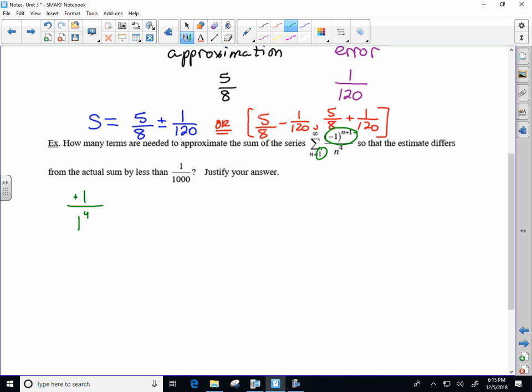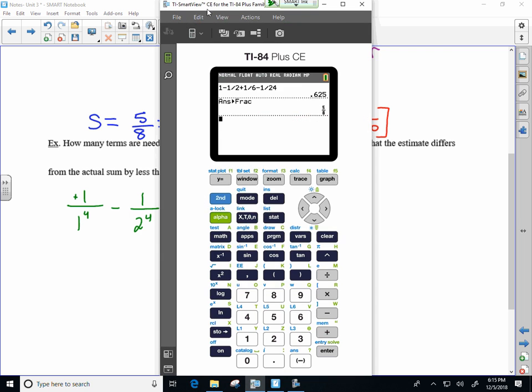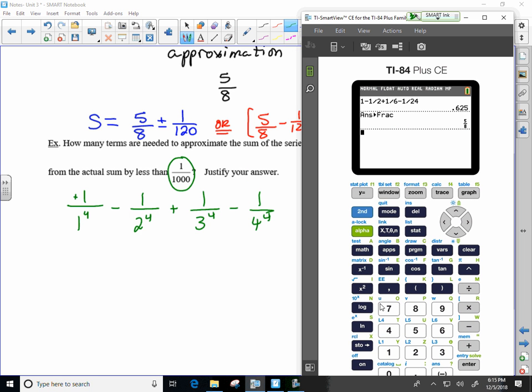All right, and then negative 1 over 2 to the 4th, 1 over 3 to the 4th, negative 1 over 4 to the 4th. And the idea is that you keep going until your truncated value has a measure less than 1 over 1,000. So you're going to need to do some calculation in order to get a sense of that. So I would look at 4 to the 4th, for example.